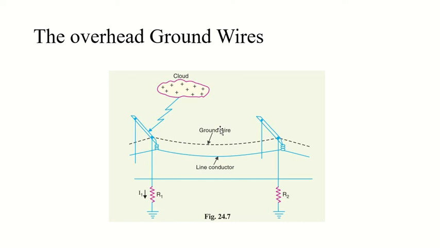So when the direct lightning stroke occurs on the transmission line, it will be taken up by the ground wires. So the heavy lightning current, like 10 kiloampere to 50 kiloampere, will flow from the ground wire to the ground, and by doing that, you are protecting the line from harmful effects of lightning.